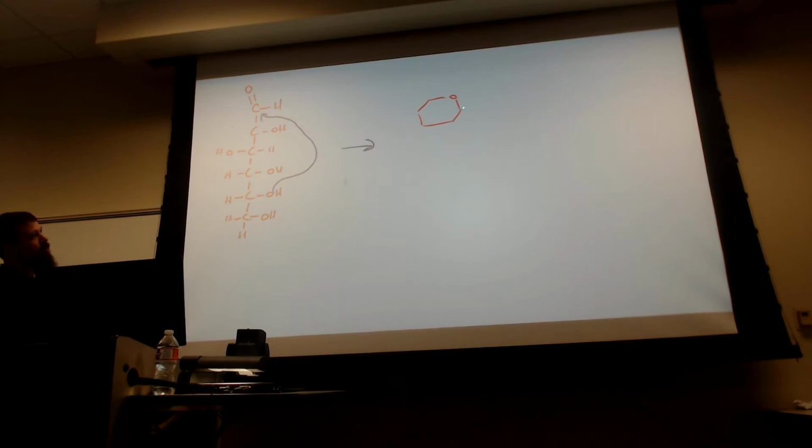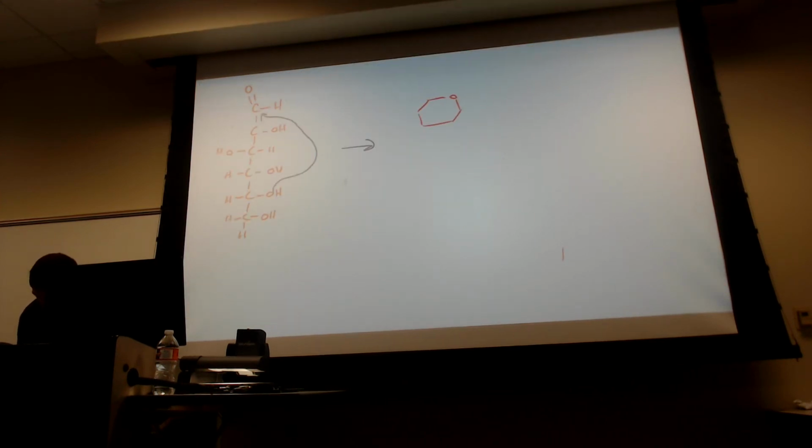Here is your carbon 1, 2, 3, 4, 5. So you just draw your 6-membered ring. Now we call this a pyranose, and a 5-membered ring we call a furanose. Does it matter for this exam? Maybe.